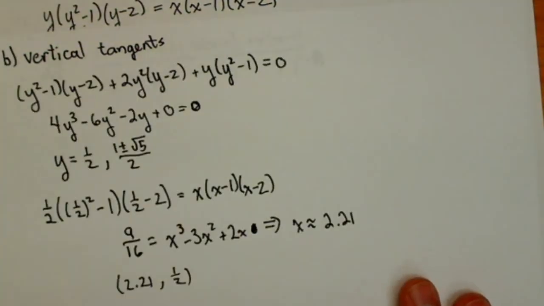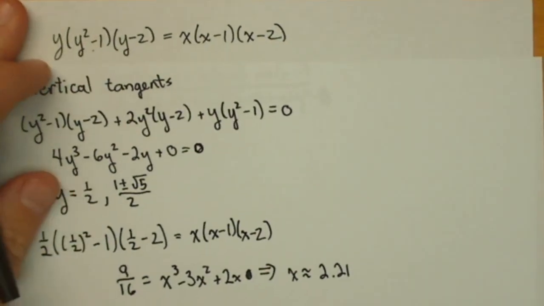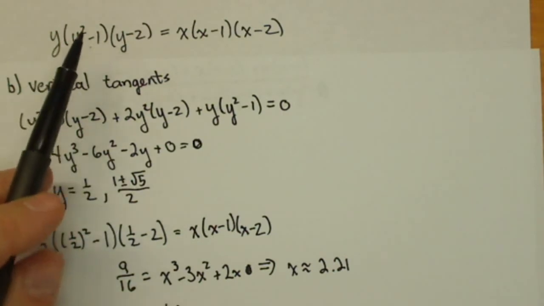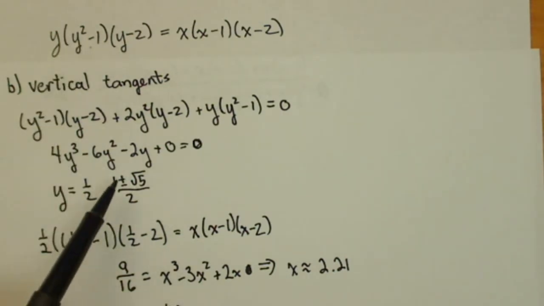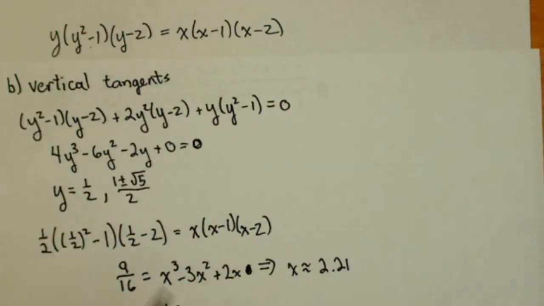Now again, we would do something similar for the other two y values we got. We would plug (1 plus root 5) over 2 in for the y over here and solve, and then we'd do (1 minus root 5) over 2 in for y and solve for x, and those would give us our other two points where we have vertical tangents.